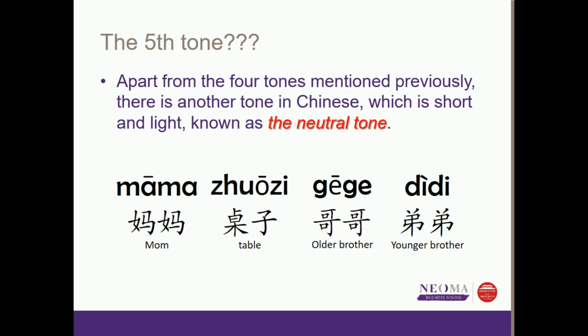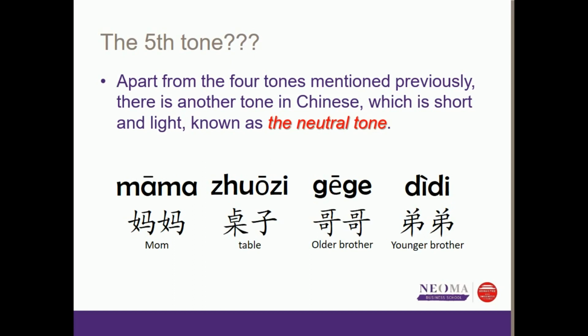If you're talking about a table, it should be 桌子. Your older brother, 哥哥. Younger brother, 弟弟. So you might ask, now you have the neutral tone. Maybe you're wrong. You shouldn't say you have four tones. You have five tones together.